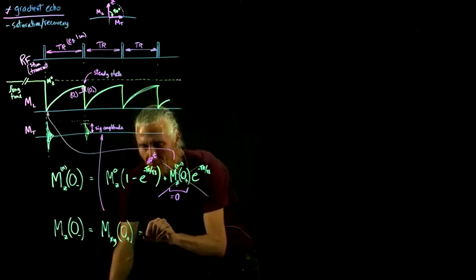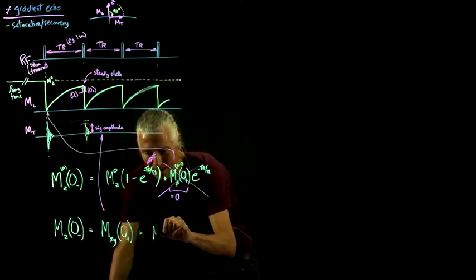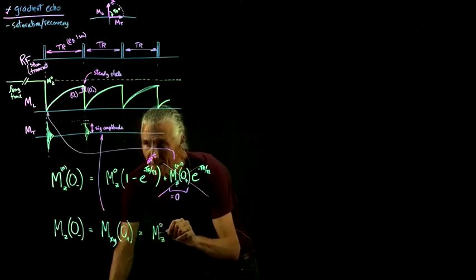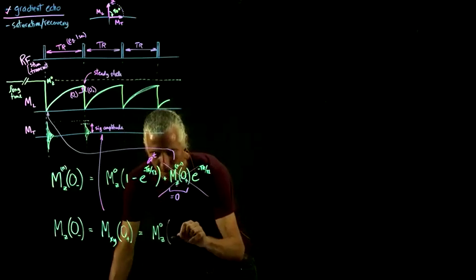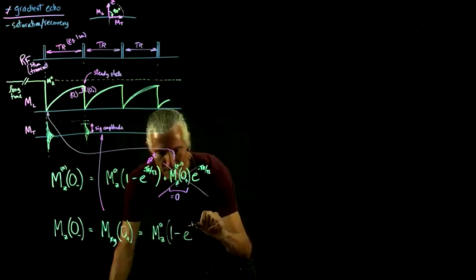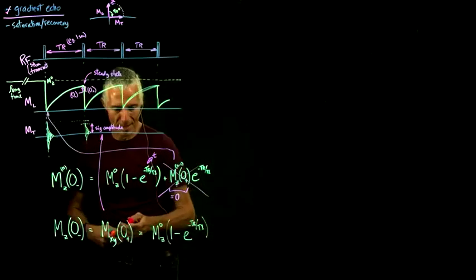So what is our bottom line equation here? It's a very simple equation. It just says the signal that we're going to get if we just do a sequence of RF pulses is just equal to 1 minus e to the minus TR, whatever that is, over whatever the T1 value is. And so that's the bottom line.